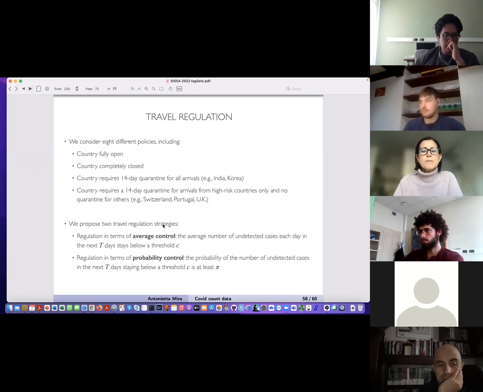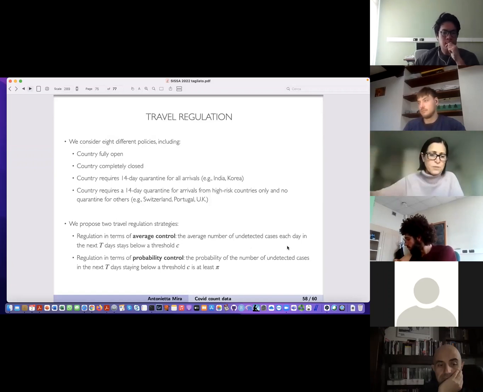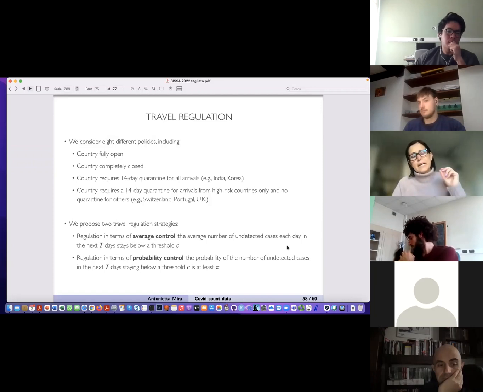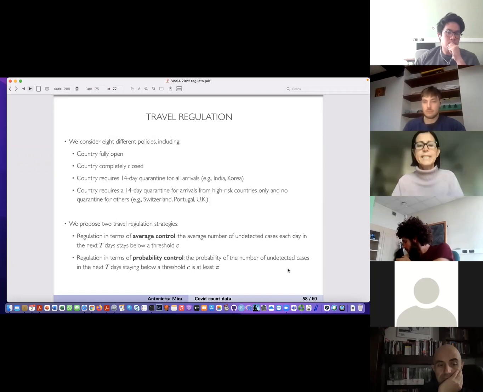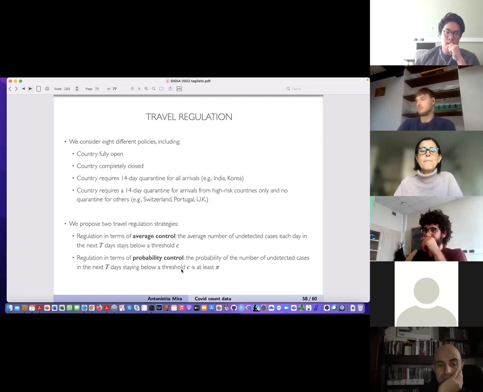The first one is what we call the average control. Here, the average number of undetected cases each day in the next time horizon, capital T, has to stay below a certain threshold. In the probability control, on the other hand, we require the probability of the number of undetected cases in the next T days to stay below a certain threshold, with the probability being at least a given pi value.